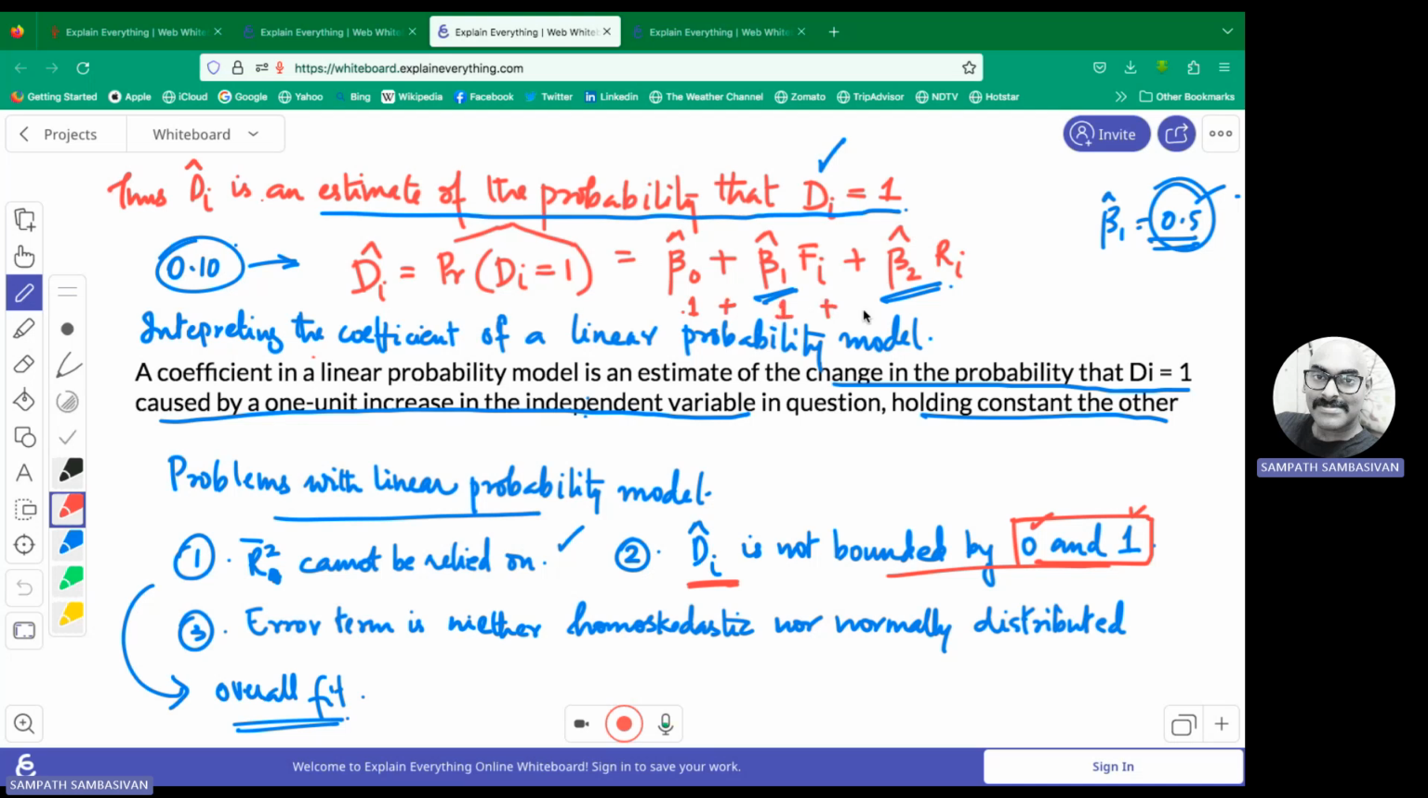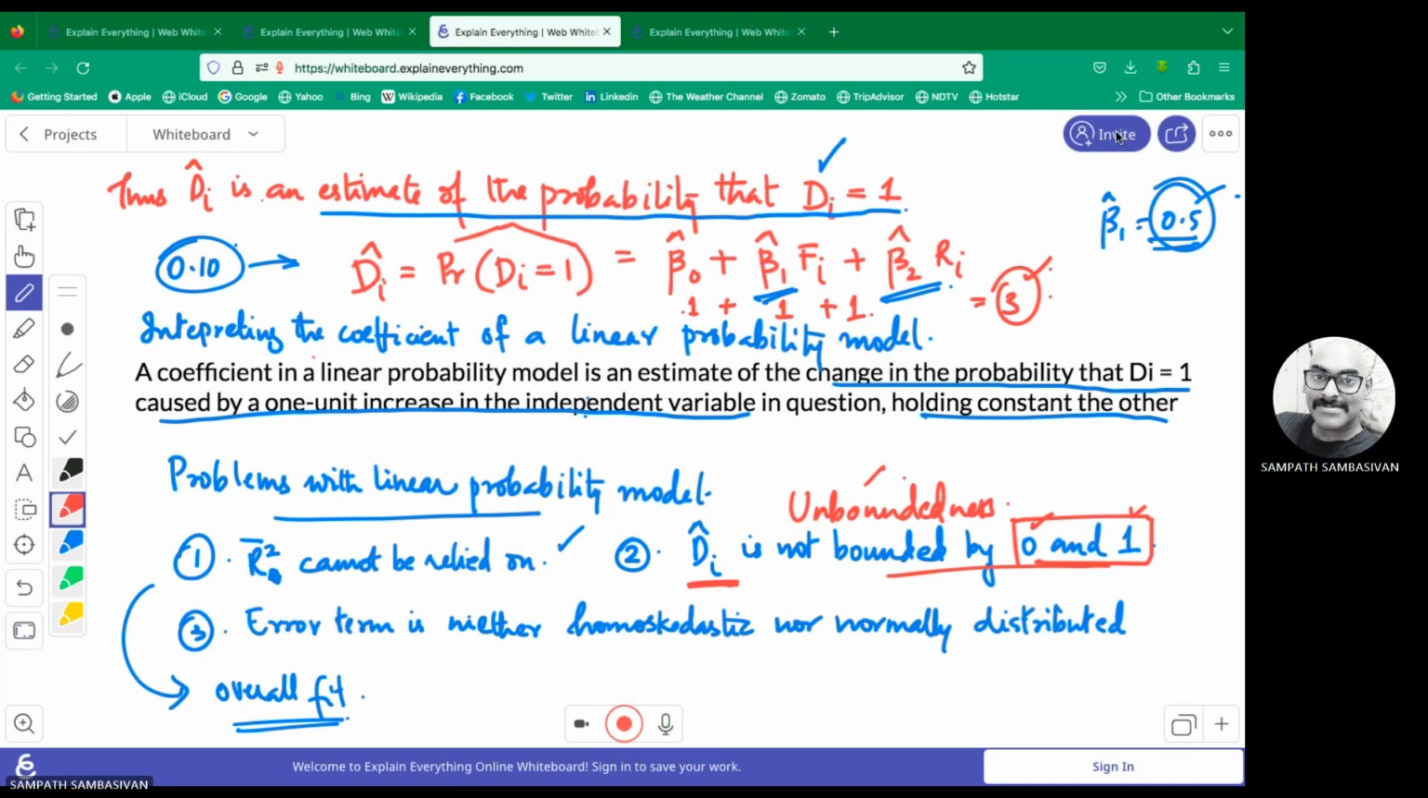It would mean that it is 1 plus 1 plus 1, which is equal to 3, which means that Di hat now has a value equal to 3, isn't it? Why does this happen? This is again a problem with the binary nature of the dummy variable. So this problem is basically what is called the problem of unboundedness. Okay, the Di values are unbounded.